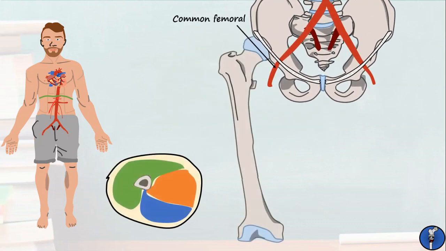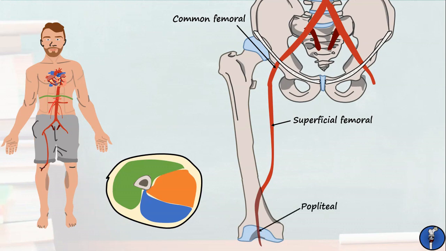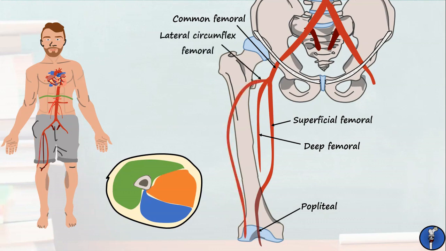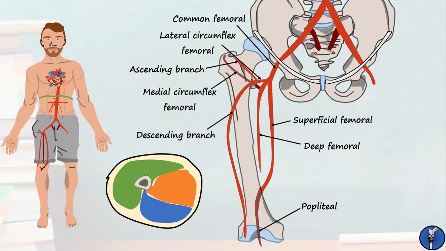The common femoral produces two main branches to the leg. The first is the superficial femoral artery, sometimes just called the femoral artery. This is largely responsible for the blood supply of the anterior compartment of the thigh and passes posteriorly to the knee to become known as the popliteal artery. It also produces a branch known as the deep femoral or profunda femoris artery. This produces branches that are mostly responsible for supplying the posterior compartment of the thigh. Branches of the deep femoral artery include the lateral circumflex femoral, which has an ascending branch to the hip and a descending branch, and the medial circumflex femoral artery, which also supplies the hip.